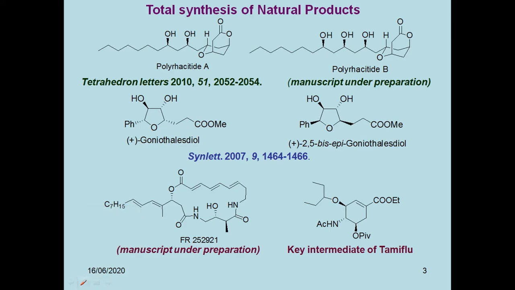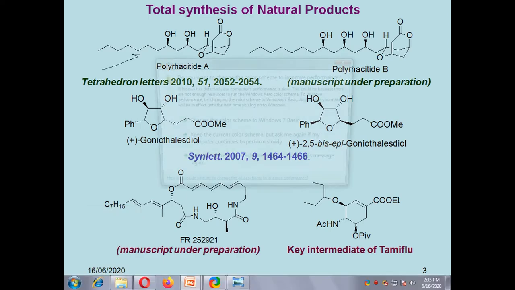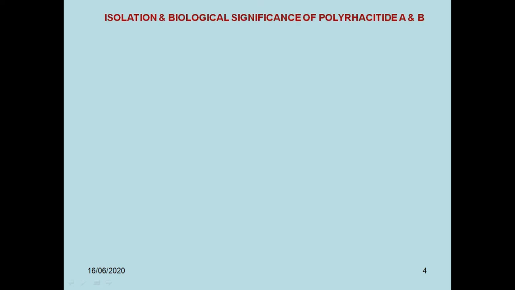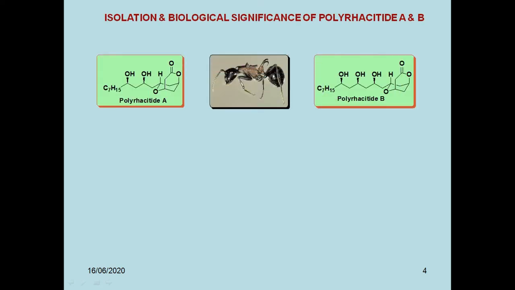So these are the structures of polyhectade A and polyhectade B. So presently I am discussing polyhectade A and polyhectade B. So briefly I will tell one more time. I started my PhD in August 2005. So 1 year project work, six months synthesis of gonioethylsdiol, 1.5 year is over. And after working on project 2, like in the synthesis of FR252921, this project almost consumed 2 years nearly. So 3.5 years are over.